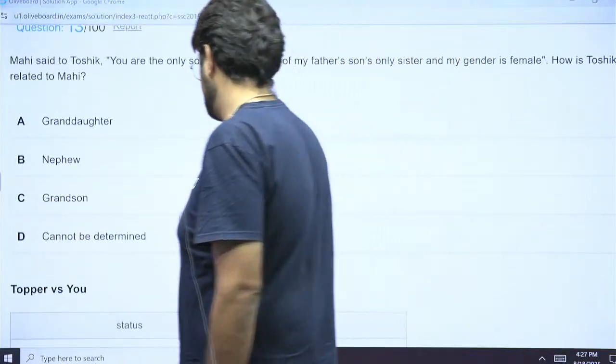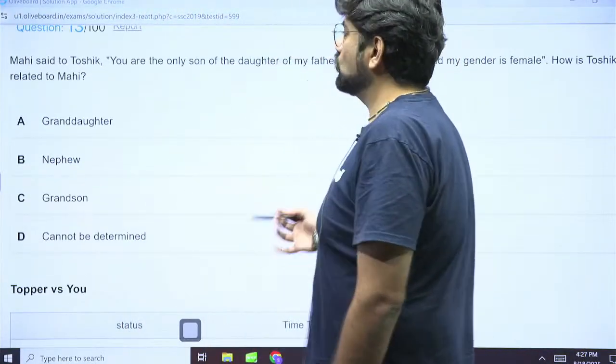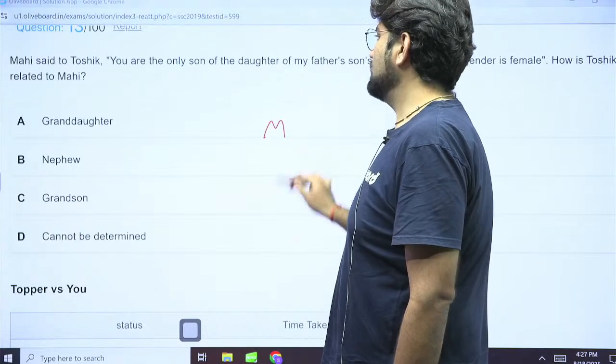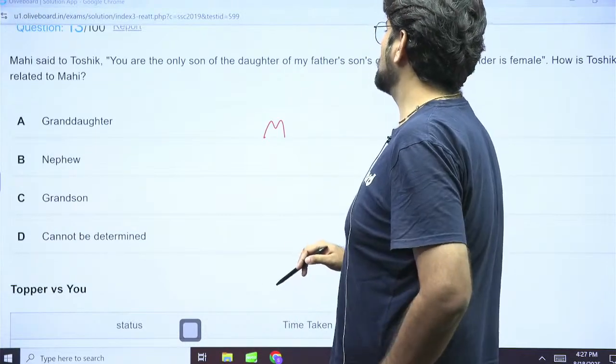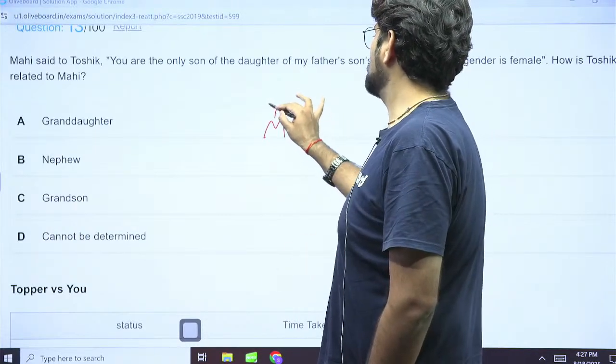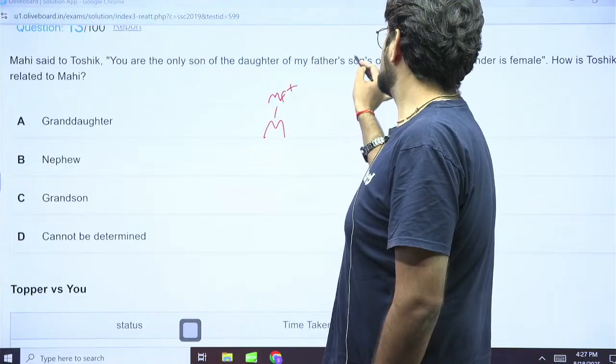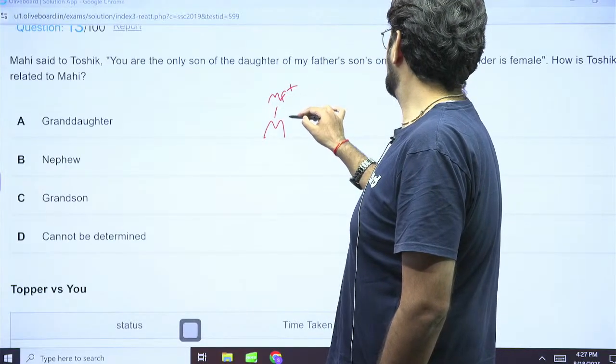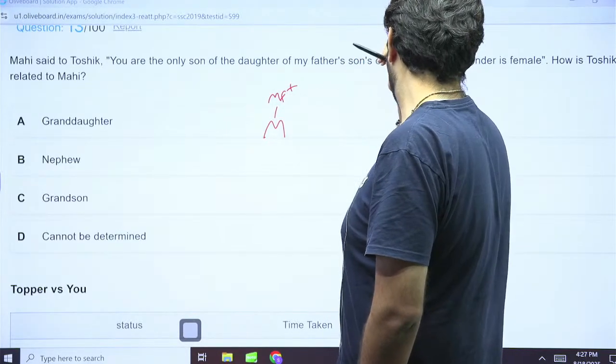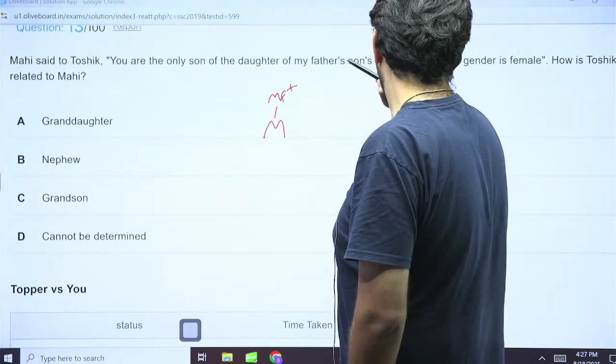Okay, next. Mahi said to Toshik, fine. So Mahi said, we'll start with Mahi. You are the only son of the daughter of my father's son's only sister. So Mahi's father's son can be Mahi's brother, and the only sister is Mahi. Okay, and my gender is female.